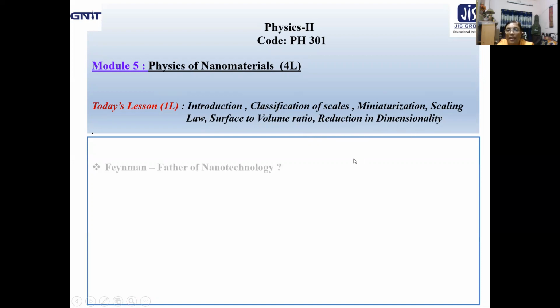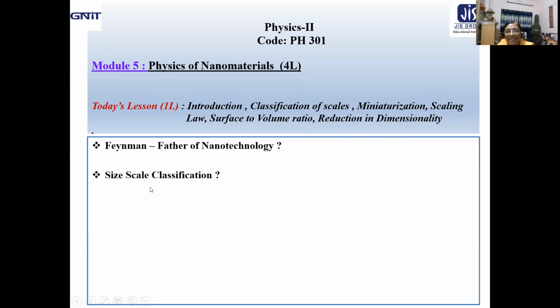Naturally, the questions to be addressed in today's session are: why is Feynman called the father of nanotechnology? Next one, size scale classification. We will go for that. Then why is miniaturization required? Obviously, because size scale classification is already mentioned, then miniaturization is there. Then what is scaling law?